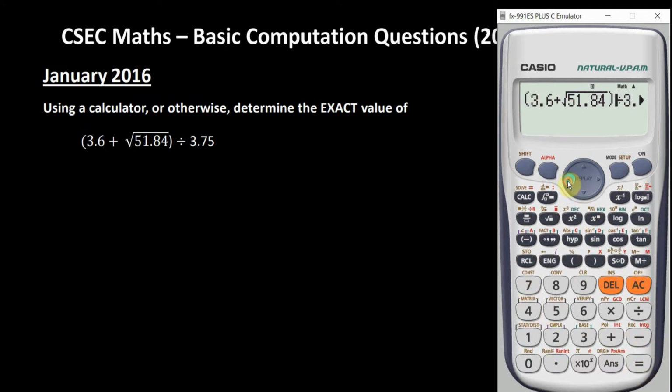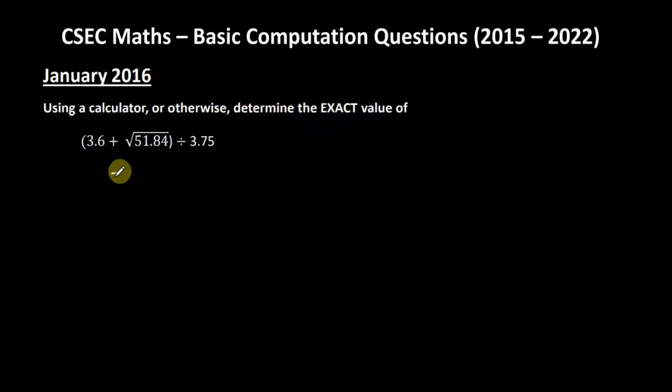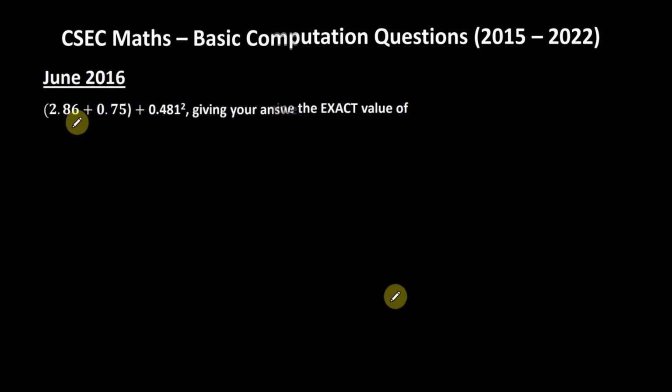Once we have everything here, we can then go ahead and press the equal sign. Of course, from S to D, search the decimal. So the exact value for this algorithm would have been 2.88. Alright, and we'll proceed to our next question.